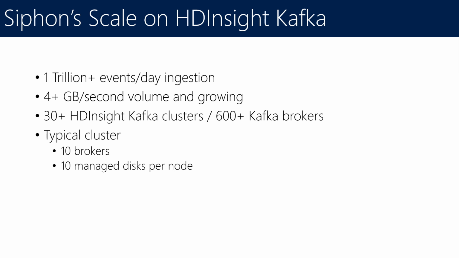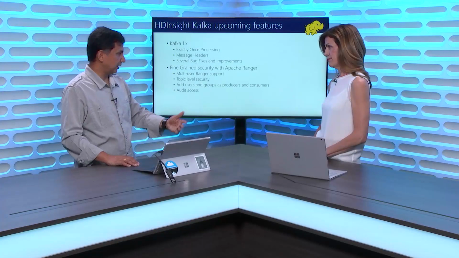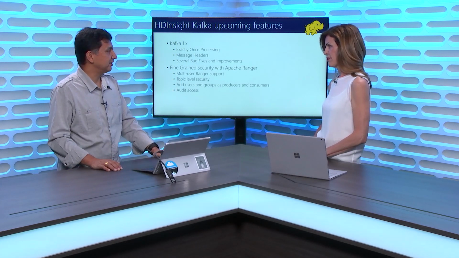Right. What are you looking for next? So the HDInsight Kafka team, we work very closely with them, and they shared a couple of features that are upcoming that I just wanted to talk about. We are looking forward to leveraging these in Siphon, particularly getting to Kafka 1.0. So we're looking forward to the bug fixes and improvements that come from Kafka 1.0. And the other feature that they are looking to release is fine-grained security control with Apache Ranger. So we think this will help us, especially in our areas of security and compliance guarantees. So we're looking forward to looking at these features in future.